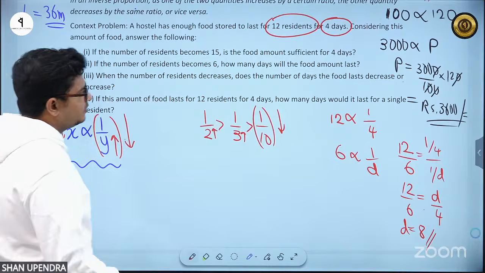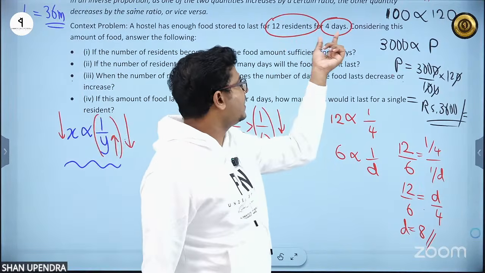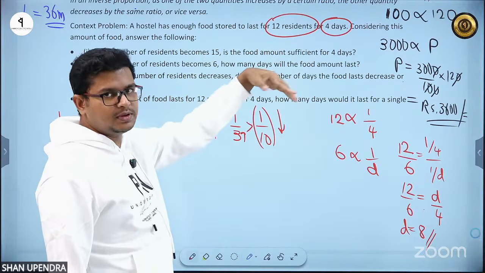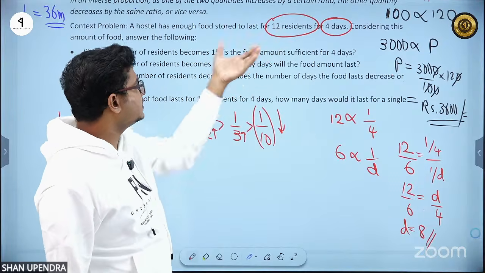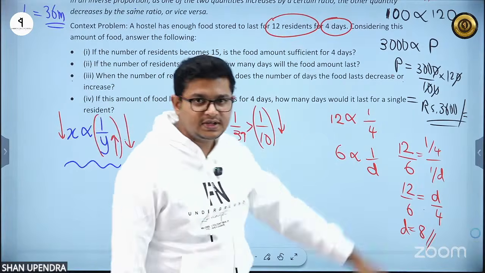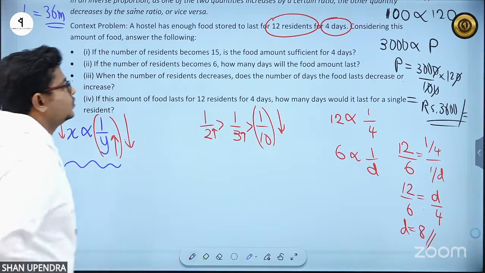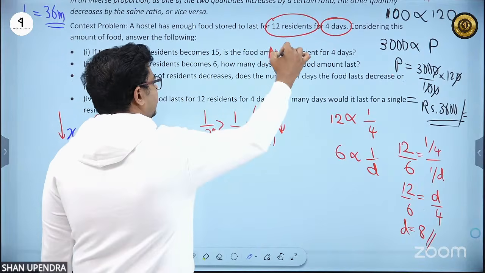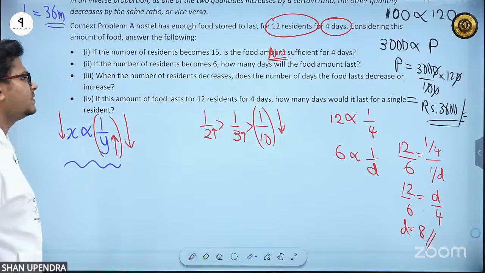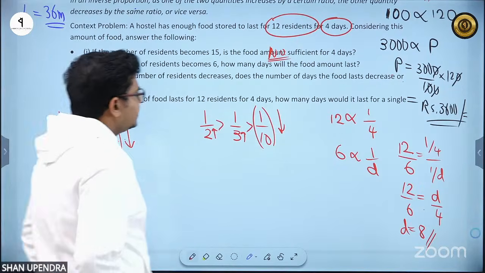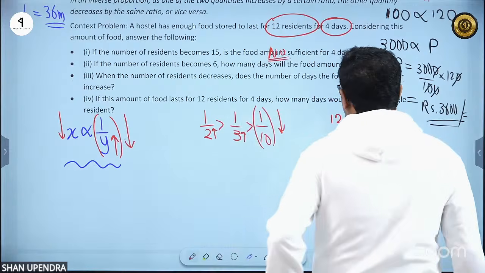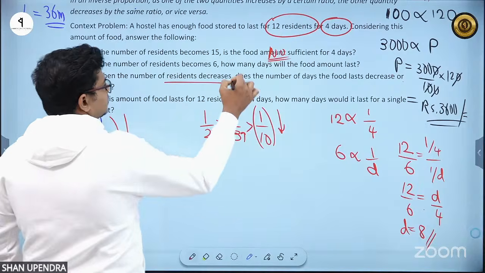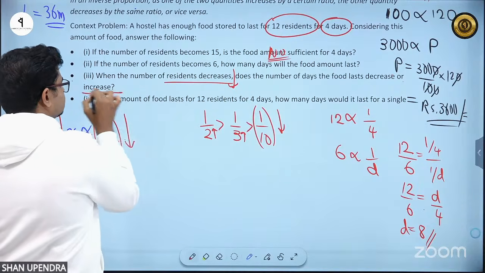It's really simple. 12 is directly proportional to 1 over 4, then if you make that 6, the days should increase. If you reduce the number of residents, then the number of days will increase by a factor of 2. So it's 8 days. When the number of residents decreases, the number of days the food lasts increases.